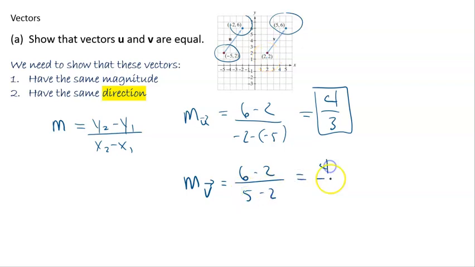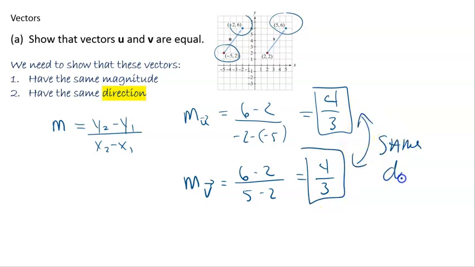6 minus 2 is 4, over 5 minus 2 is 3. Look at that. We have the same direction. And slope is probably the easiest way to calculate the direction of a vector as long as it's in an xy axis and you have that in point form. So we did it. We proved that they have the same magnitude and the same direction.